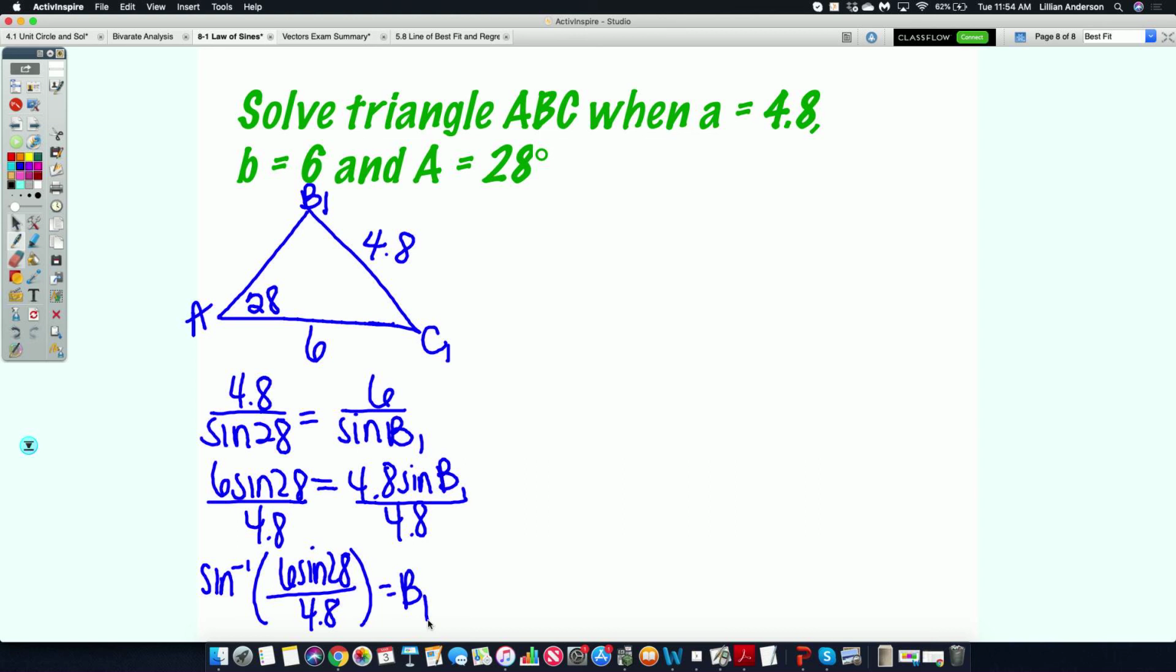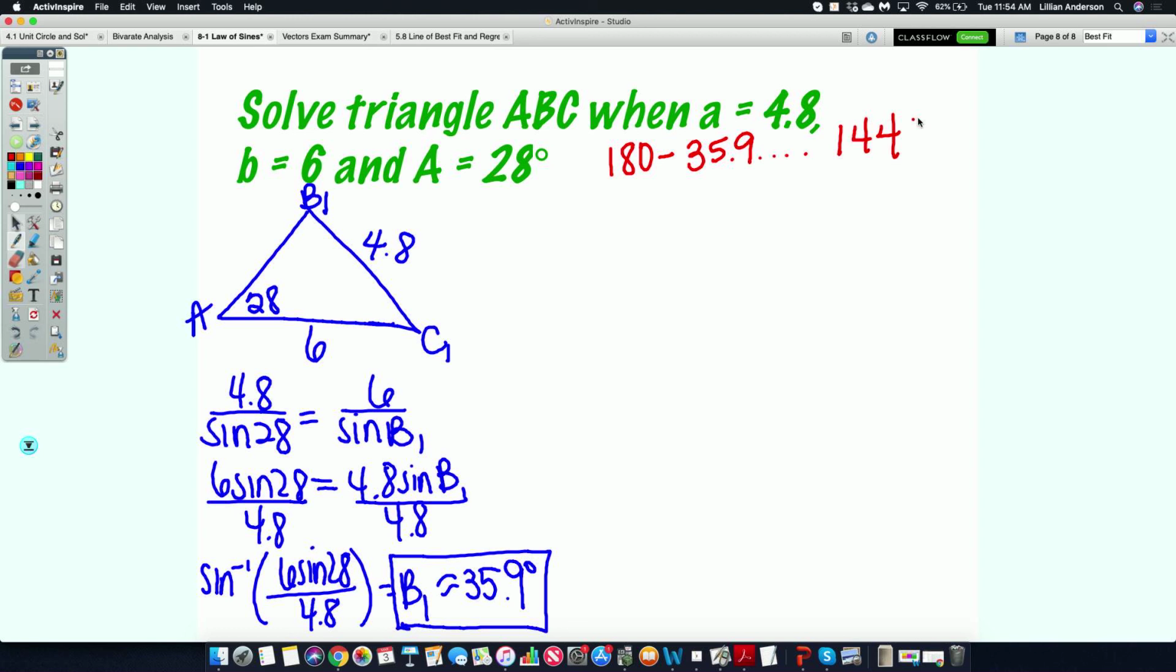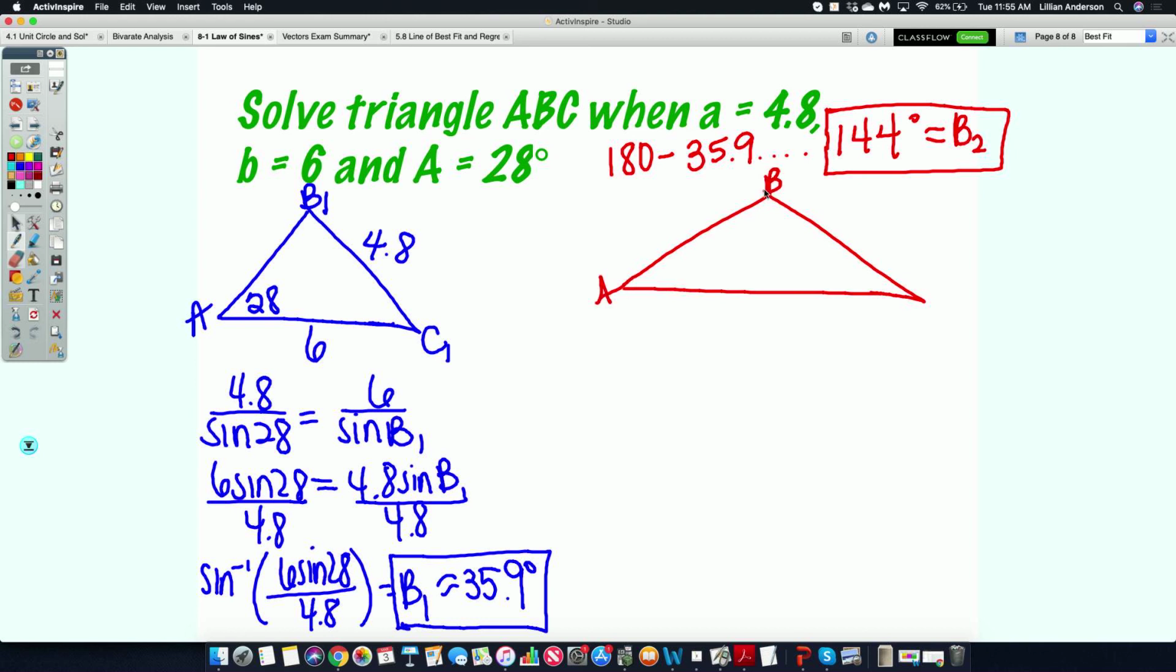So what did you get for B, the first one? 35.9 degrees. After you find your first angle, this is when you check for the ambiguous case. This is when you subtract that angle from 180. So what's 180 minus that 35.9 number? 144.1, which will round to 144. That could potentially be angle B in a second triangle. If you add it up plus 28, you still need 8 to get 180. So that means I am going to have two triangles.